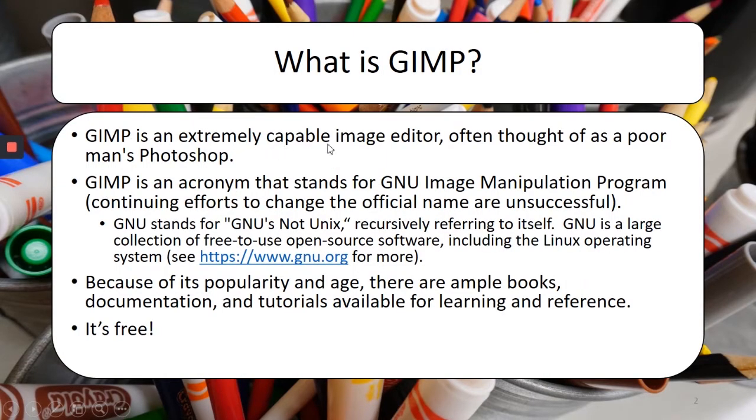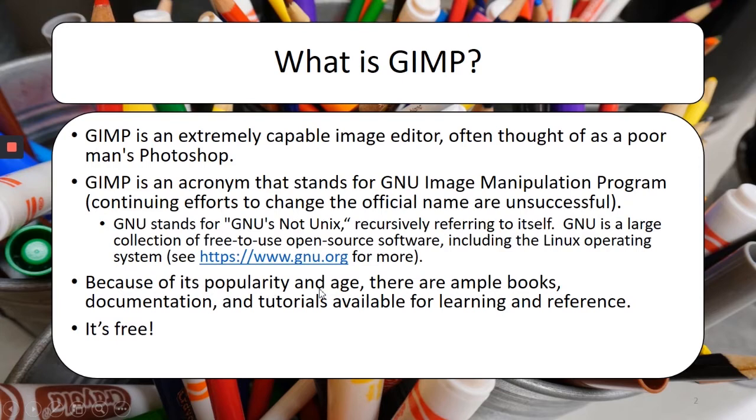GIMP is an extremely capable image editor, often thought of as a poor man's Photoshop. GIMP is an acronym that stands for GNU Image Manipulation Program. The acronym does kind of have a few negative connotations, and there's been efforts to change the name, but the developers are kind of stubborn. GNU stands for GNU's Not Unix, recursively referring to itself. GNU is a large collection of free-to-use open-source software, including the Linux operating system. You can learn more about that at GNU.org. Again, a weird naming scheme, an example of developers' terrible sense of humor as well.